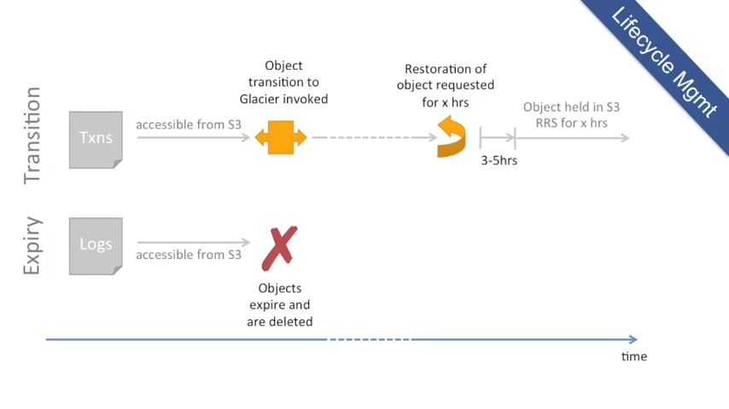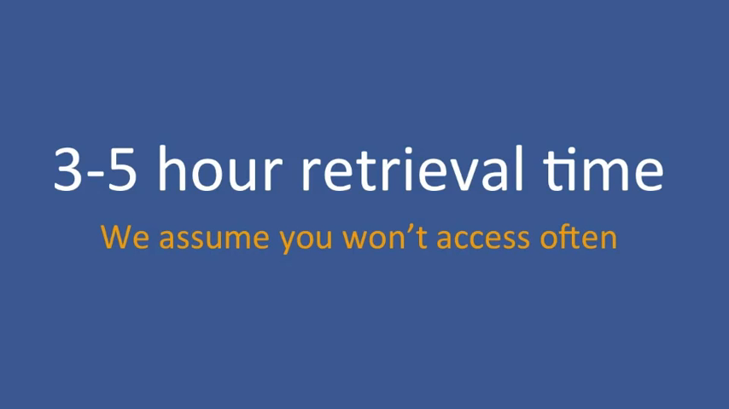Now it takes 3 to 5 hours for that restoration process to happen, which is standard Glacier restoration time. And then once it's there, it's available in S3 like a normal object until that period elapses. So 3 to 5 hour retrieval time. Now we're assuming you won't access Glacier storage classed objects that often, only when you really need to retrieve maybe what is a single copy of data in your environment.